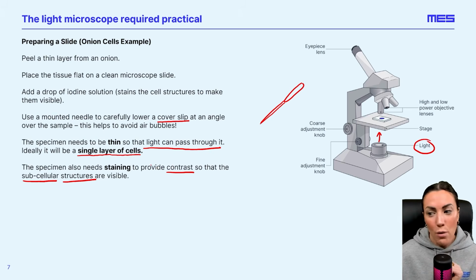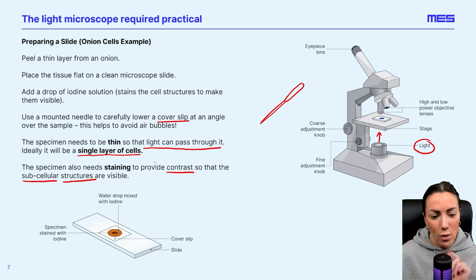Now, just a point before we move on, remember these are onion cells. Onions grow underground. There will be no chloroplasts in these cells. They do not photosynthesize. Let's have a little look at a diagram which would show us our prepared slide.